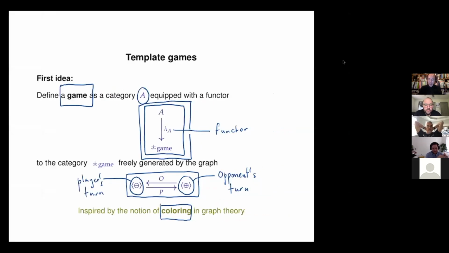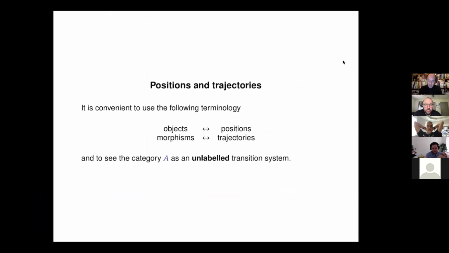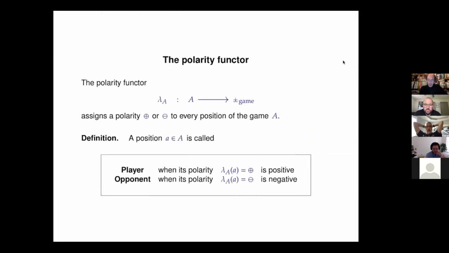And so this is really a way to label the original category A. Just for terminology, the objects of the category A, often I will call them positions, and the morphisms, I will call them trajectories. And I like to think of the category A as an unlabeled transition system, and the labeling is provided by the functor lambda. The polarity functor, which is a labeling functor, assigns a polarity plus or minus to every position of the game. And I will say that a position is player when the polarity is positive, which means player is happy on that position, and opponent when the polarity is negative.